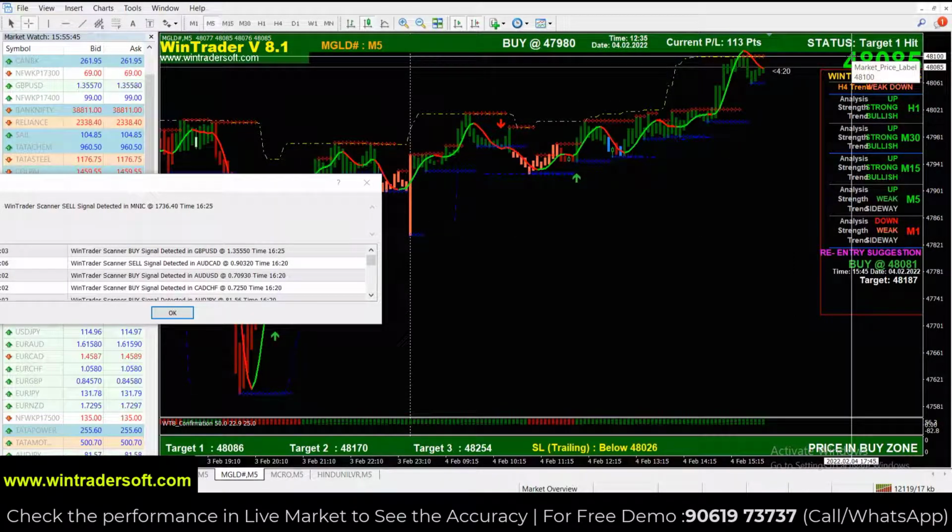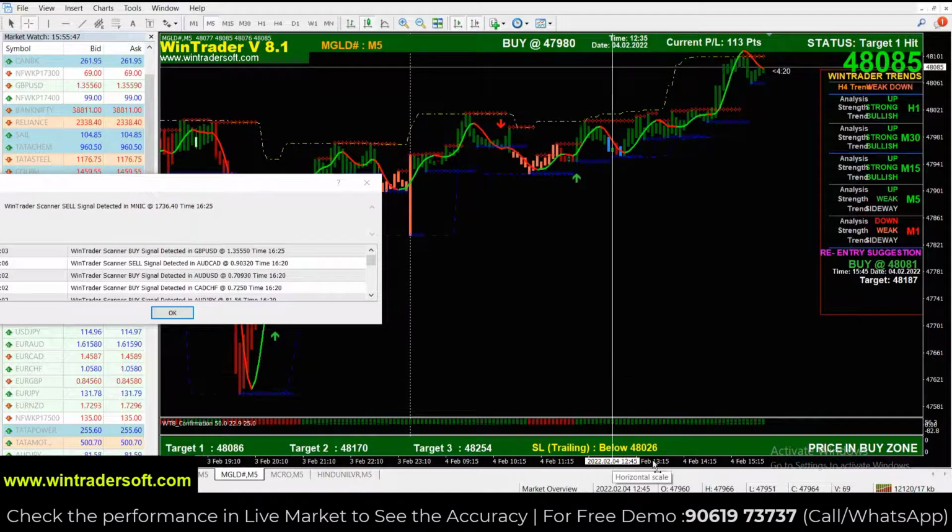Once you enter the market, second, you have to put the stop loss. Below you can see the stop loss is a trailing stop loss. We are using a trailing stop loss to reduce the risk. So below you can see the trailing stop loss. On the left side of that stop loss you can see the targets. There are three targets, target 1, 2 and 3.